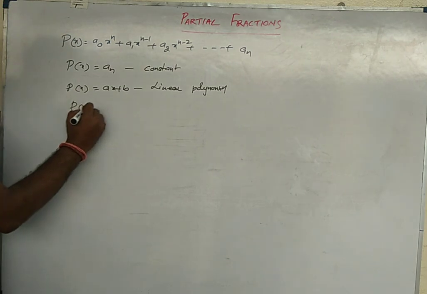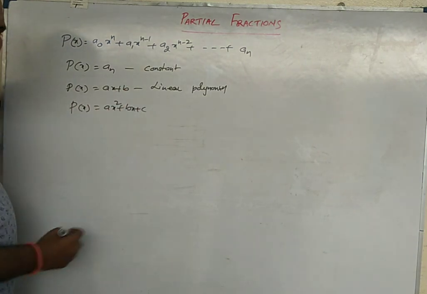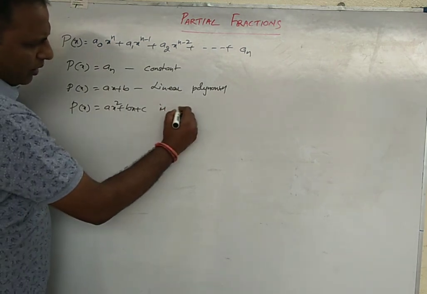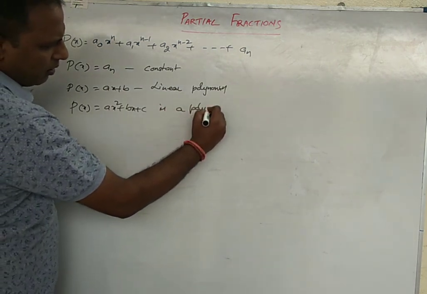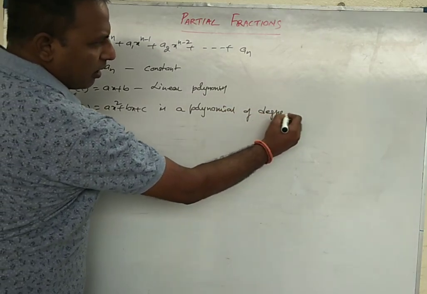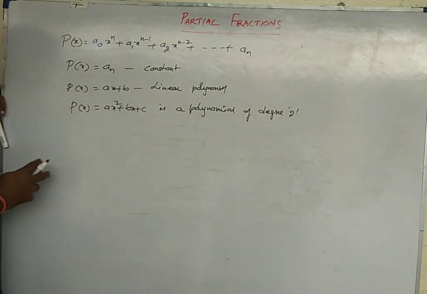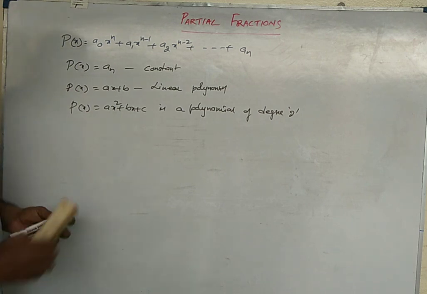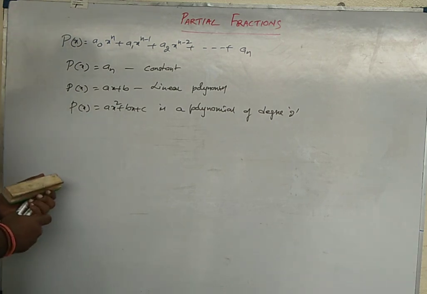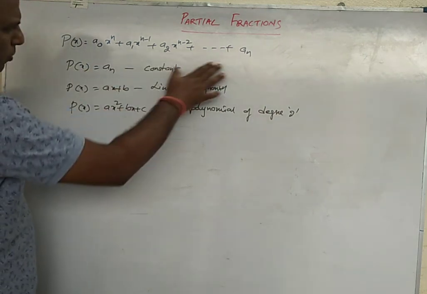p of x is equal to ax square plus bx plus c is a polynomial of degree 2. So we know about the polynomials. In earlier classes we learned about the polynomials. What is the use of polynomials? In order to define partial fractions we need the polynomials. So you must know about the polynomials.